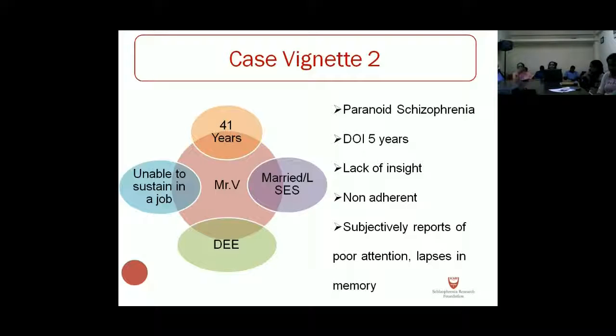He had a complete lack of insight about his problem. He was always not following up with the doctors. He doesn't take medicines. Once he is better, he stops medications and goes into a relapse.